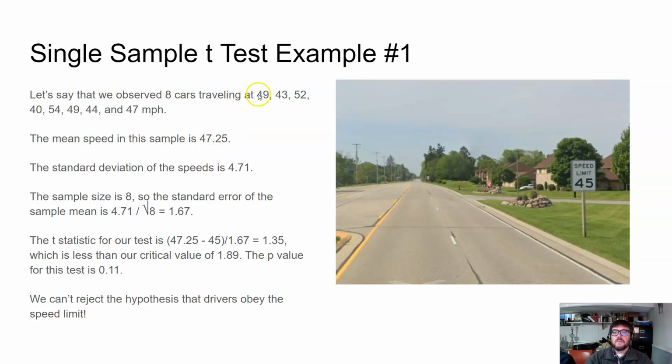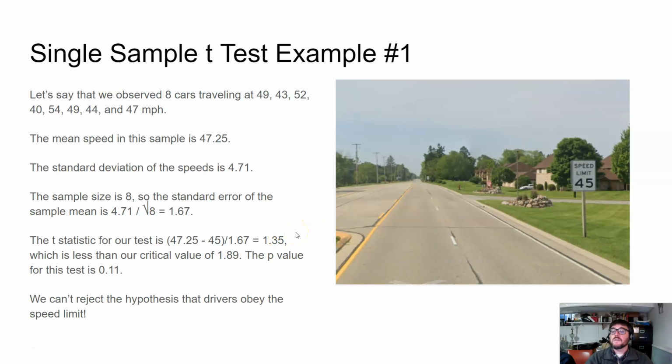So we might measure these speeds, and the mean of those is 47.25. The standard deviation is 4.71. So we take 4.71 divided by the square root of 8. That's as close as I can get to a square root sign. That's 1.67. So then this value here, 47.25, the mean, minus the 45 miles an hour from the speed limit, that's going to be like, what, 2.25, divided by 1.67, the standard error, to 1.35.